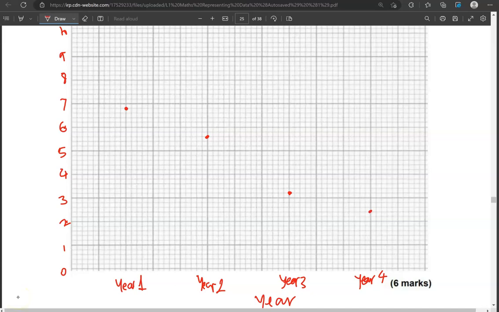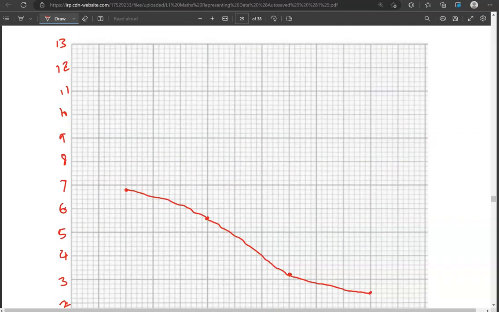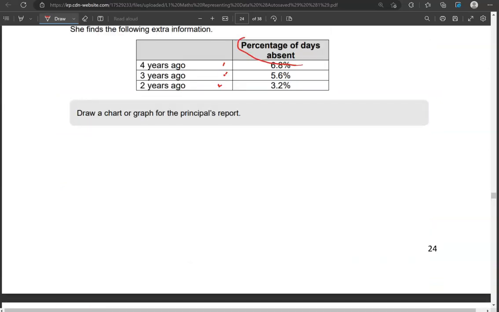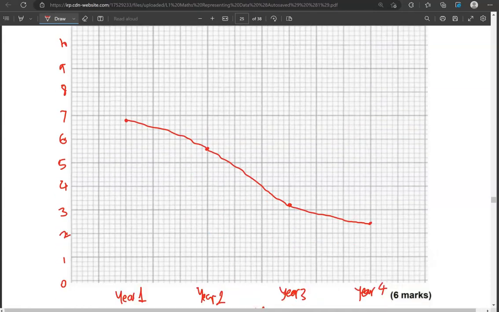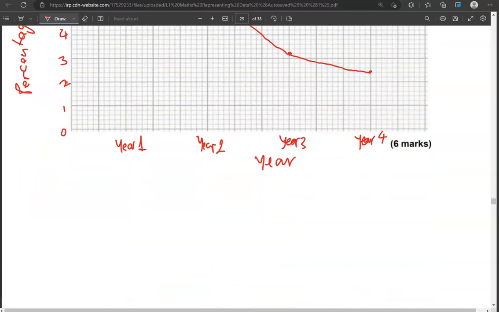So there's been a decrease year on year. And we shouldn't forget to label the vertical axis, percentage of days absent, and that's complete.